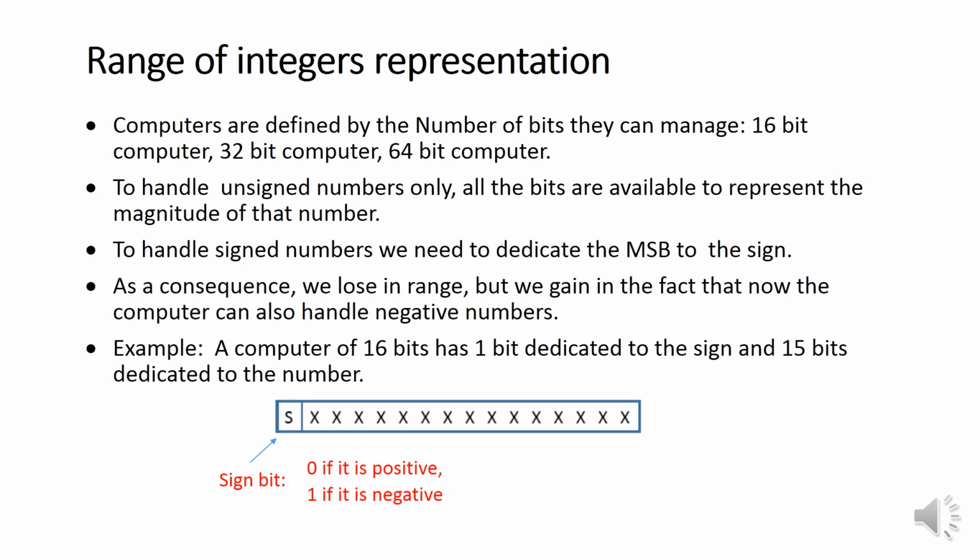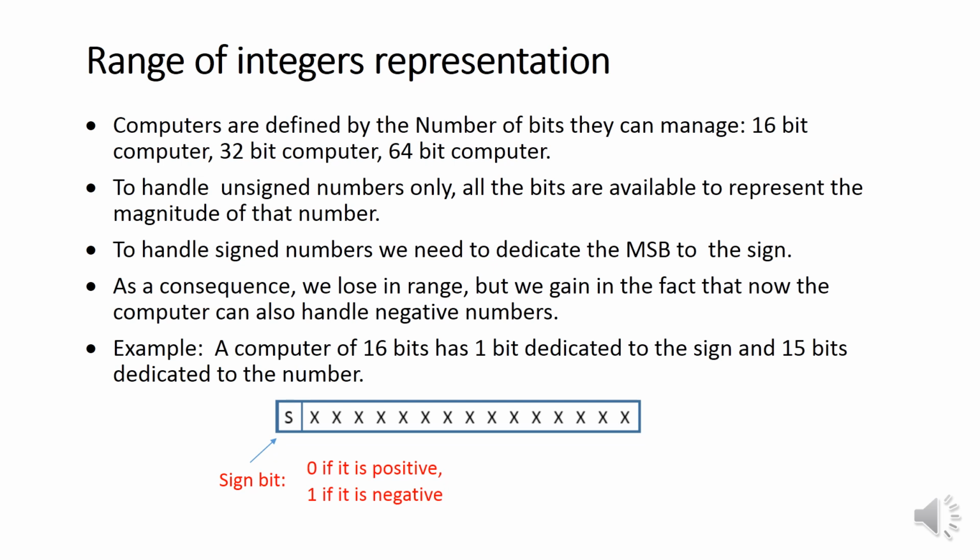Another important aspect of the signed numbers is the concept of range. Computers are defined by the number of bits they can manage: 16-bit computer, 32-bit computer. To handle unsigned numbers only, all the bits are available to represent the magnitude of that number. But to handle signed numbers, we need to dedicate the most significant bit to the sign. As a consequence, we lose in range, but we gain in the fact that now the computer can also handle negative numbers.